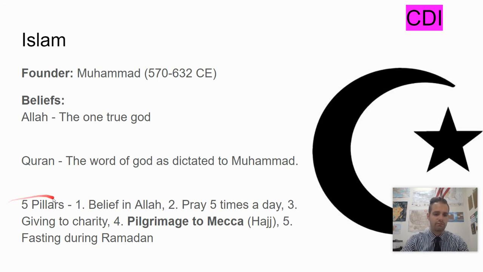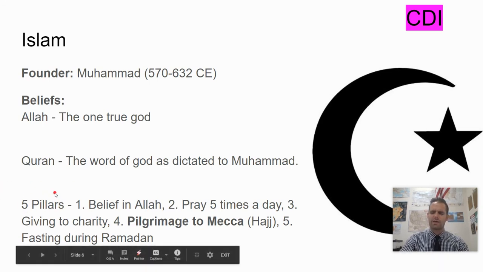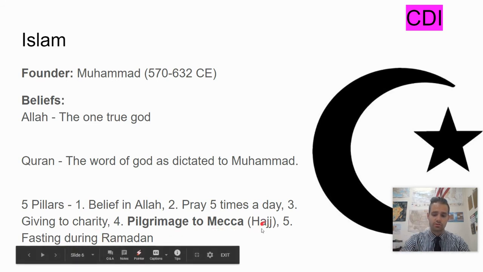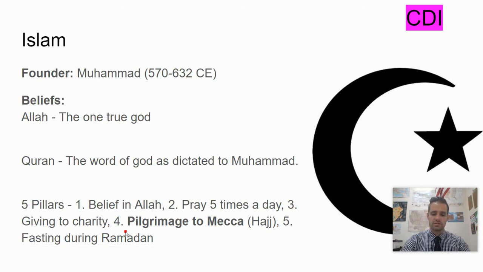Let's go ahead and go on to the 5 pillars. These are the 5 things you have to do in order to be a good Muslim. Got to believe in Allah. You have to pray 5 times a day facing towards Mecca. You have to give to charity. You have to make a pilgrimage to Mecca, which is called a Hajj, and you have to fast during the month-long season of Ramadan.